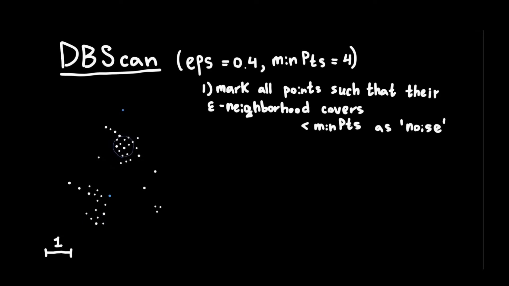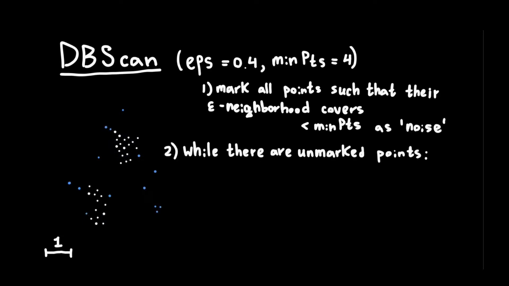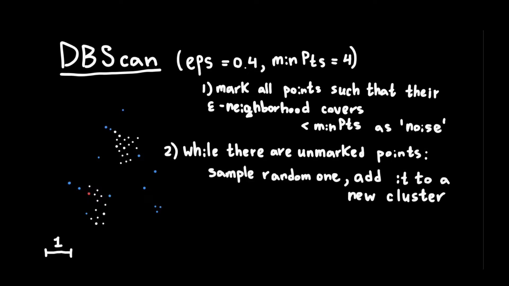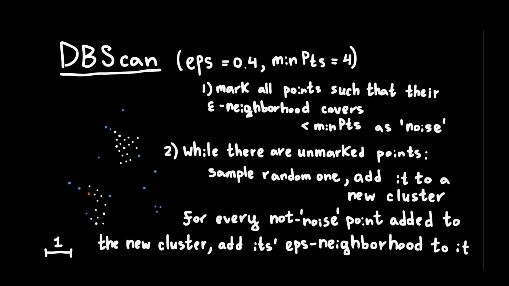While there are unmarked points, we pick a random one and create a cluster consisting only of this point. Then, for every point not marked as noise added to the new cluster, we add its EPS neighborhood to it. The initial point of our cluster is always not noisy, meaning we start by adding its EPS neighborhood to the cluster. After this, we pick an added not noisy point and add its EPS neighborhood to the cluster. And then we pick another added non-noisy point and add all the points in its EPS neighborhood to the cluster. Then we repeat the operation until we have picked all the added not noisy points.